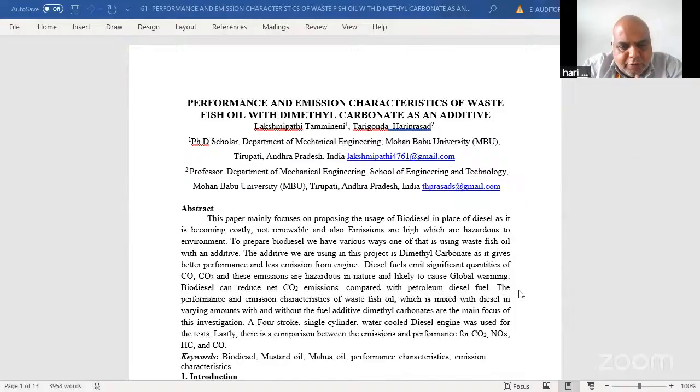Biodiesel contains less calorific value, and this less calorific value causes a decrease in the brake thermal efficiency. That's why we have selected one oxygenate component, dimethyl carbonate, as an additive, to improve the efficiency and to reduce the emissions. Further, we added this dimethyl carbonate in the investigation.